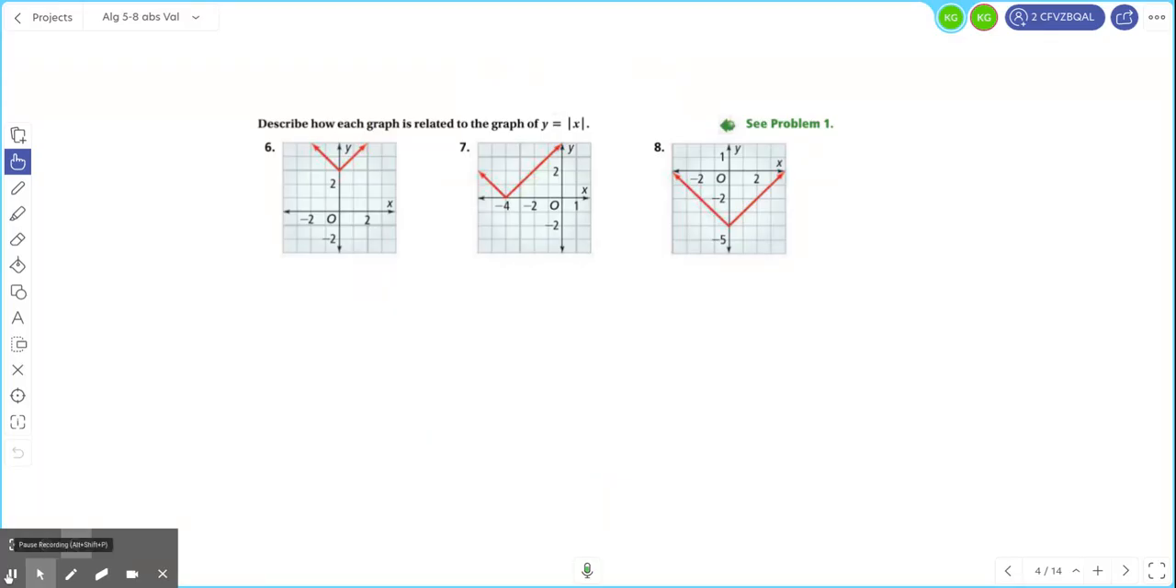Okay, so on the next slide, you're going to answer these questions. You're going to describe how each graph is related to the graph of y equals the absolute value of x. We call this the parent. So in other words, we're going to describe how each one is related to the parent function. You just say translated and left or right or up and down and how many units it moved. Easy peasy. And then we'll look at how we write those equations once we've done that.